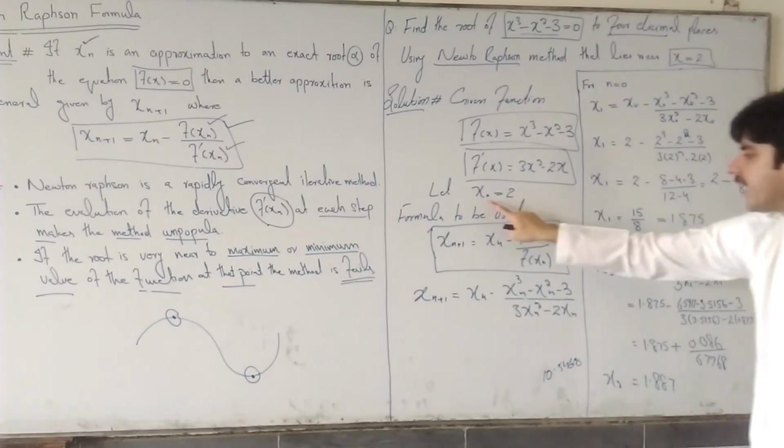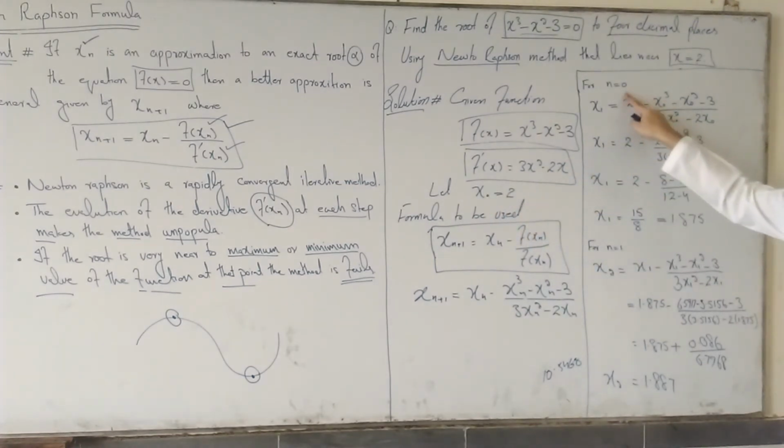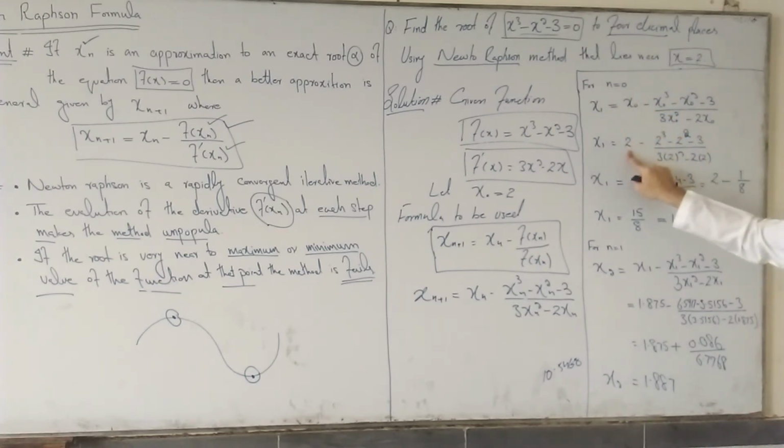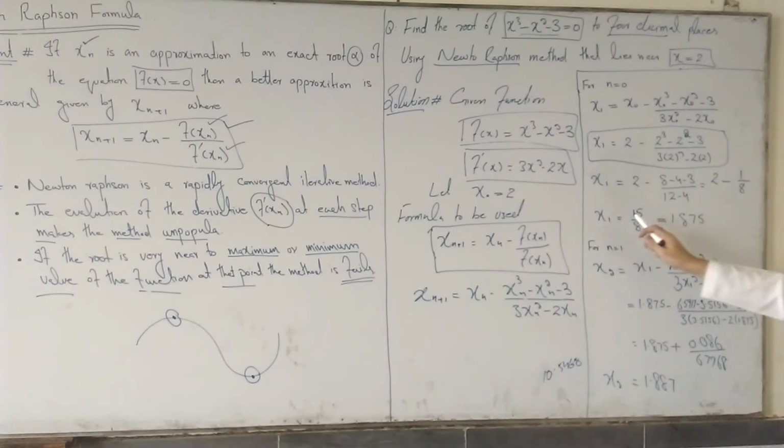Putting the value of x naught is equal to 2. So we put x naught is equal to 2. 2 minus 2 cube minus 2 square minus 3 whole divided by 3 into 2 square minus 2 multiplied by 2. If we solve this equation, we will get the answer 1.875. This is our first iteration.